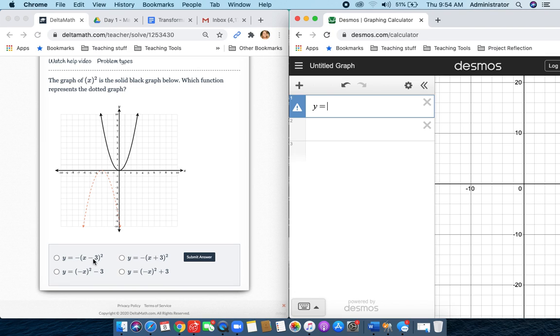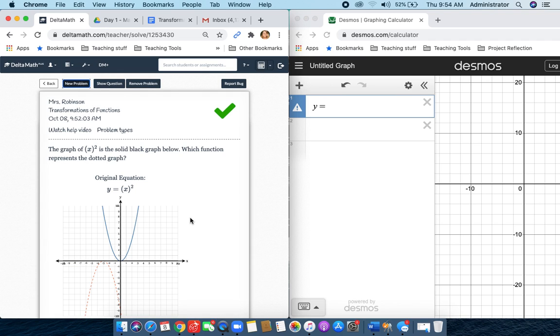This is left 3, so that's right 3, that's left 3. When the negative is on the inside, it actually means there's a horizontal reflection or a y-axis reflection. But we don't have to do any of those in this course. This would mean it goes down 3. This would be a y-axis reflection and up 3. So since we want left 3, we already put it in our notes, we're going to choose this one.